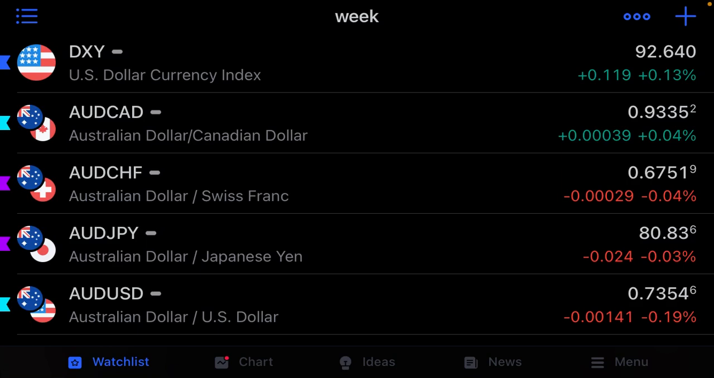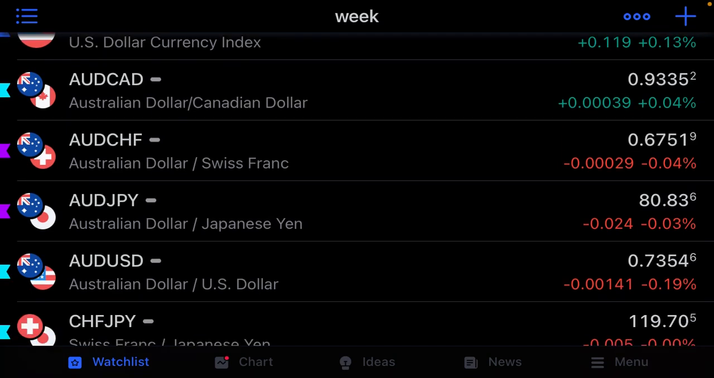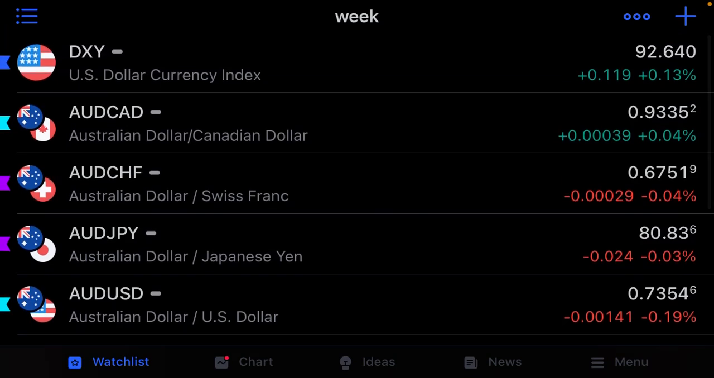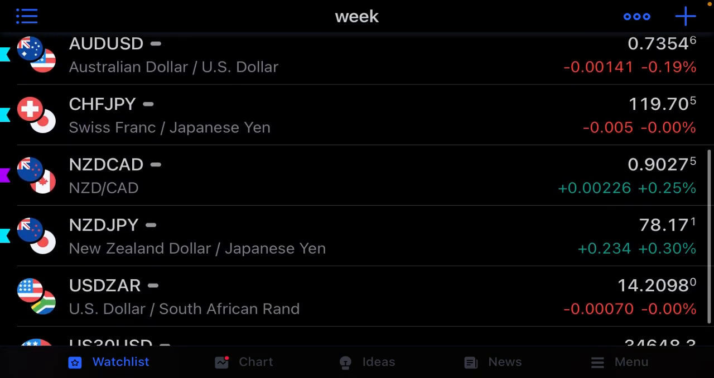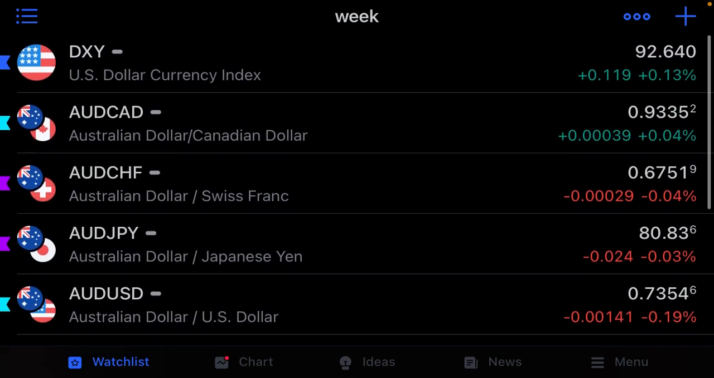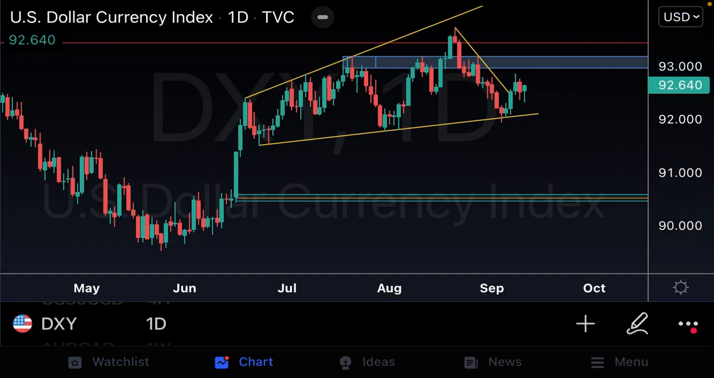And for today's weekly market analysis, we're going to be going through 5 different pairs: the DXY, Aussie CAD, Aussie dollar, Swiss yen, and New Zealand dollar JPY. Now, it's going to be awesome to go through these pairs because there's a lot we have to say about them and there's some concepts that we need to go through. So let's not waste any time, guys. Let's get straight into the DXY.